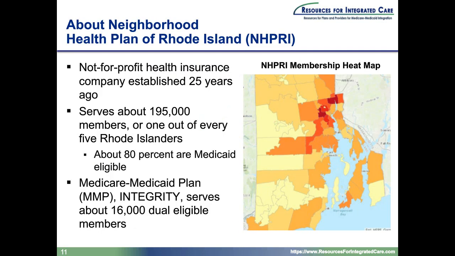Neighborhood is a not-for-profit health insurance company that was established 25 years ago this year. We serve about 1 in every 5 Rhode Islanders, which is about 195,000 members. 80% of our members are on Medicaid. And in our Medicaid plan, which we call Integrity, we serve a little under 16,000 members.